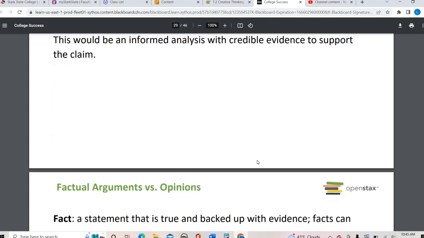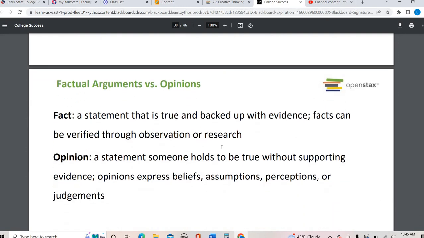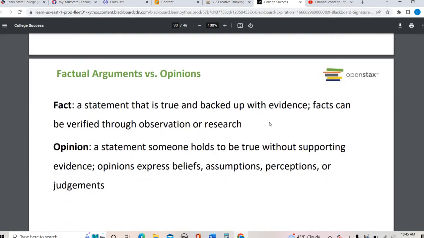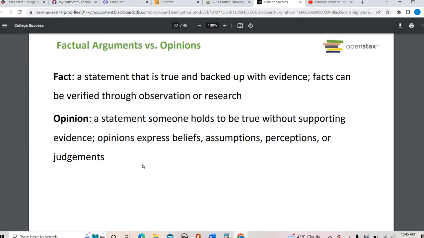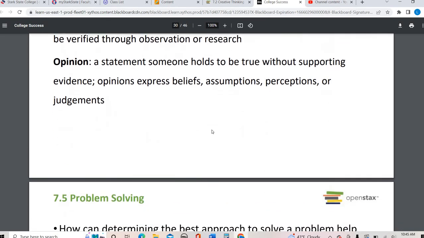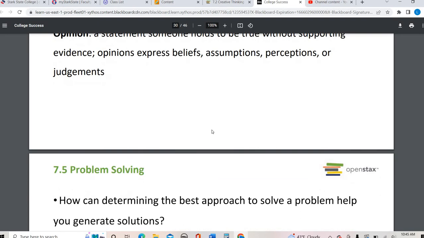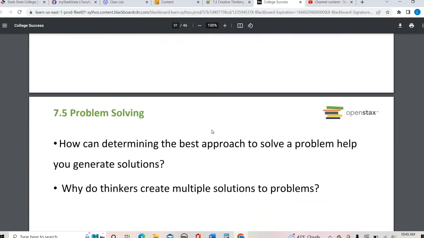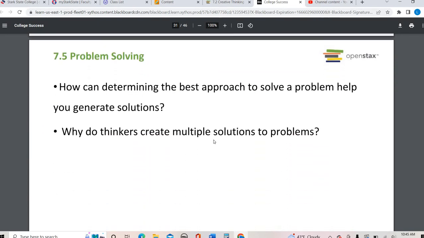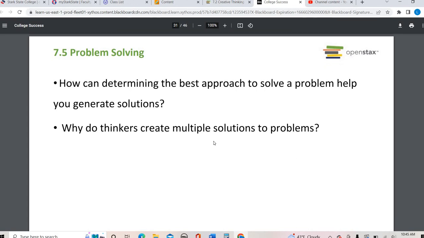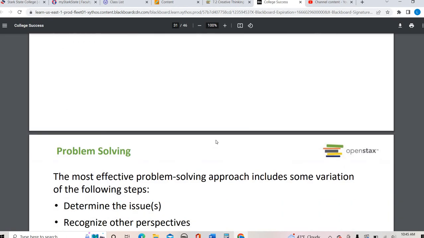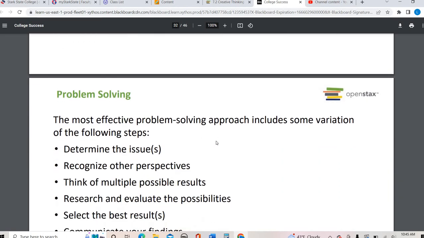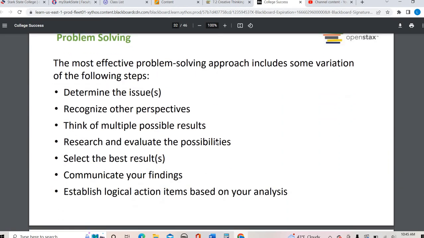So really make sure that you are looking at this, and this is what goes into detail here. A fact is backed up with evidence and verified, whereas an opinion is your assumption, a belief, a perception, a judgment. Knowing the difference between those things and how they can be presented is all part of critical thinking. And then again, problem solving. We are constantly problem solving every day, especially in your field or as a parent or as a student. Here are the steps we should take whenever we are trying to problem solve.